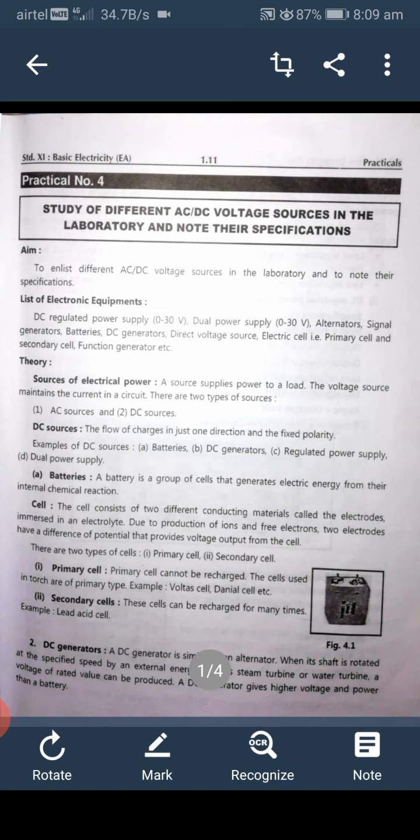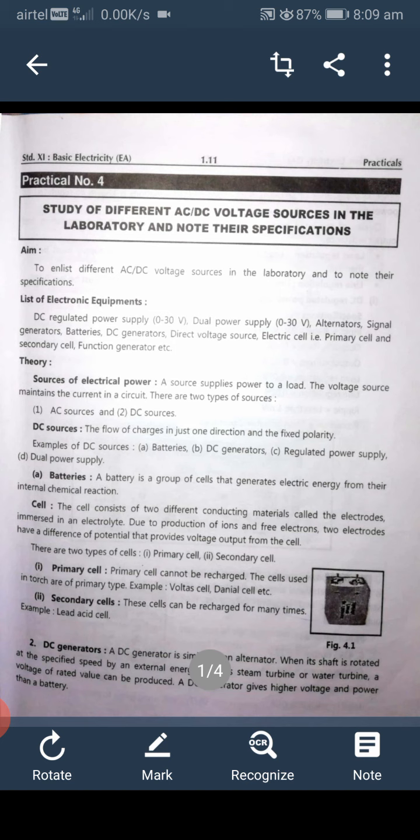Batteries. A battery is a group of cells that generate electric energy from their internal chemical reactions. Cell. The cell consists of two different conducting materials called the electrodes immersed in an electrolyte. Due to production of ions and free electrons, two electrodes have a difference of potential that provides voltage output from the cell.